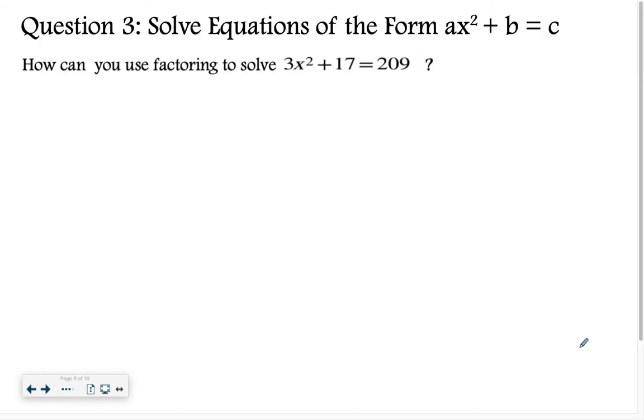Let's look at one question. This is the last question you guys will solve on your own, and then I'll do one more example. Go ahead and solve this equation. 3x squared plus 17 equals 209. Good luck.